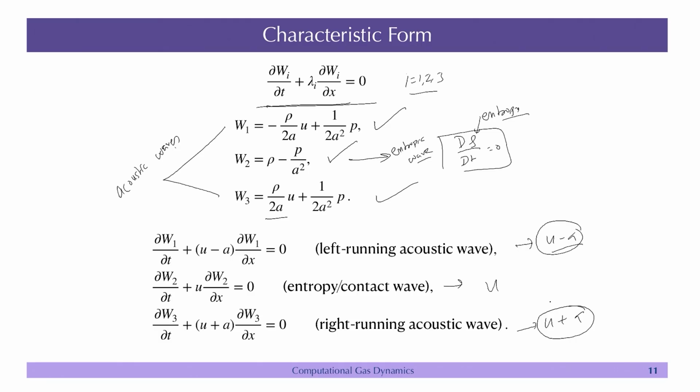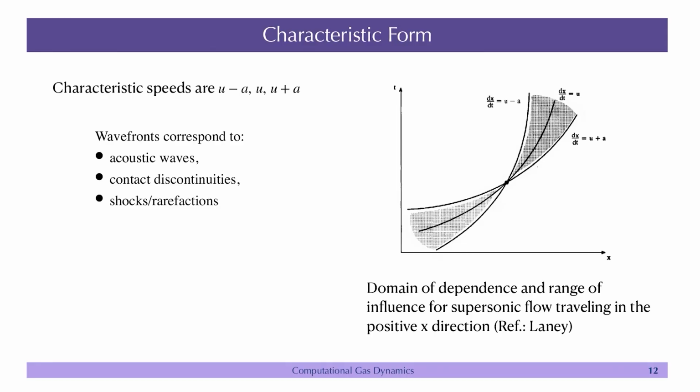So, we are basically looking at the wave nature of the Euler equation, and this will be very useful when you are trying to get a numerical solution of this equation, and also when you try to do the boundary conditions. So, for example, if you have a supersonic flow which is traveling in the positive x direction, you can have basically three things. This one is del x by del t equal to u minus a, another is del x by del t equal to u plus a.